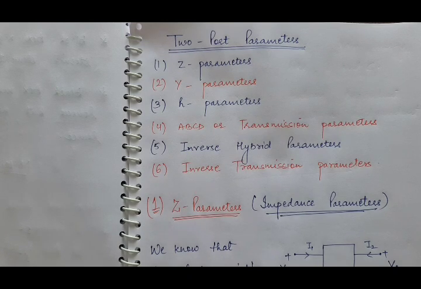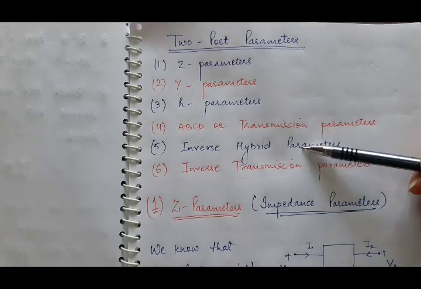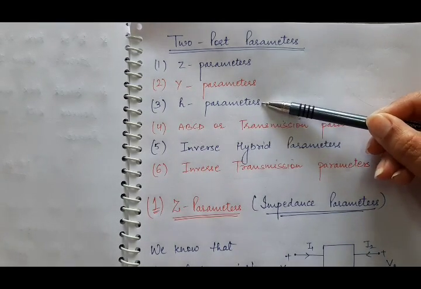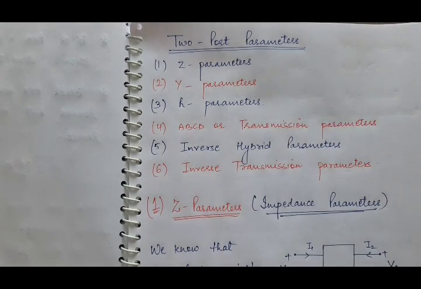The second one is Y parameters, the third one is H parameters, the fourth one is ABCD or transmission parameters, and the fifth type is the inverse of the third. The fifth type is known as inverse hybrid parameters, and this sixth type is the inverse of the fourth. So the sixth type is known as inverse transmission parameters.